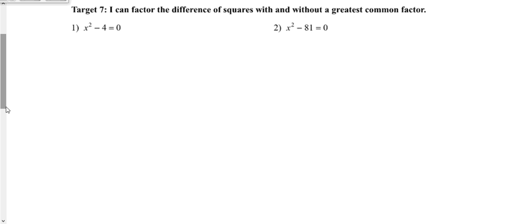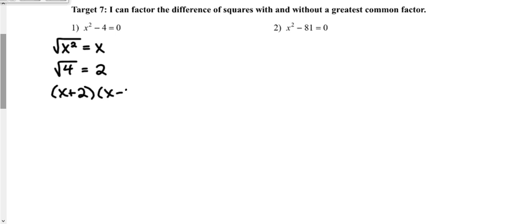So our three pieces of criteria: B has to be 0, which it is. You have to have two perfect squares. X squared and 4 are both perfect squares, and you have to be subtracting, which we are. So in that case, we take the square root of each of your numbers. So the square root of x squared is x, and the square root of 4 is 2. And then for your factored form, you add those, so x plus 2, and then subtract them. And that is the factored form.